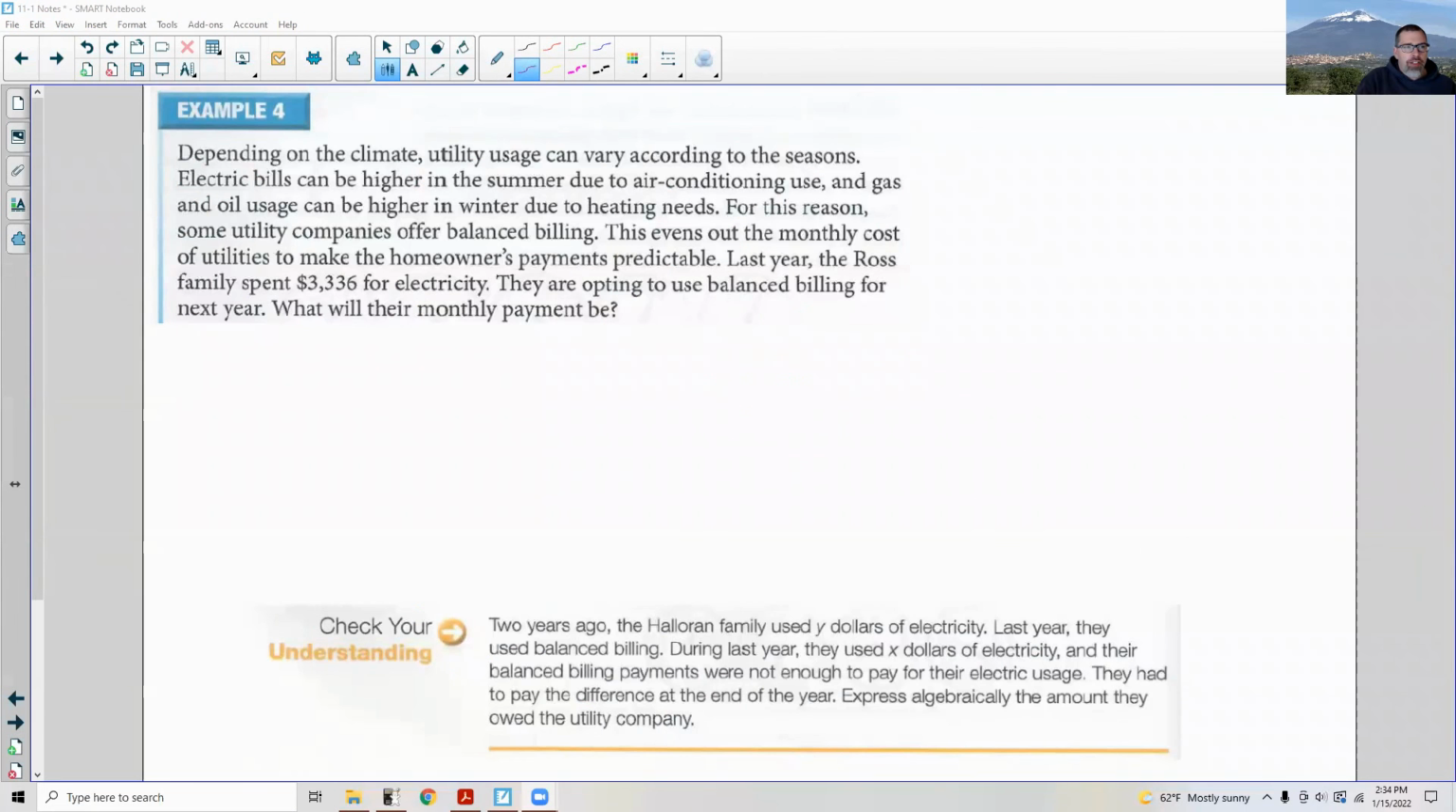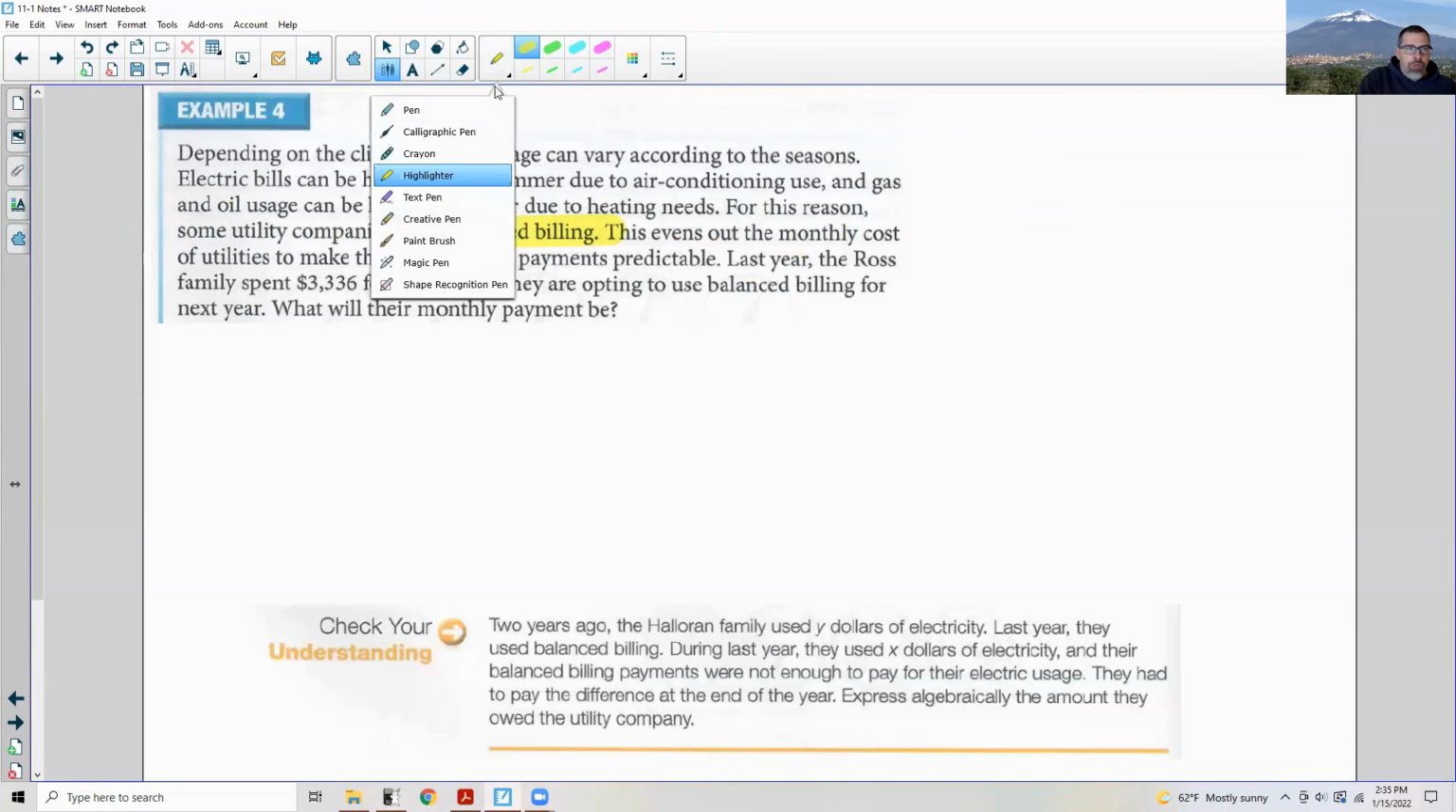Okay, example 4 says, depending on the climate, utility usage can vary according to the seasons. Electric bills can be higher in the summer due to air conditioning use, which runs off of electricity, and gas and oil usage can be higher in the winter due to heating needs if you don't have electric heat. For this reason, some utility companies offer balanced billing. So there's the key word in this problem, balanced billing, new term. This evens out the monthly cost of utilities to make the homeowner's payments predictable.